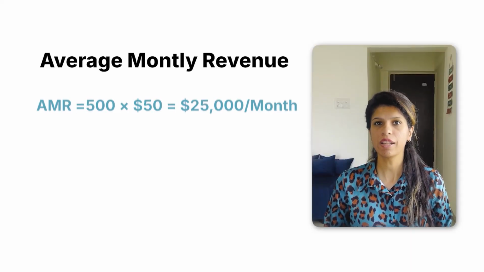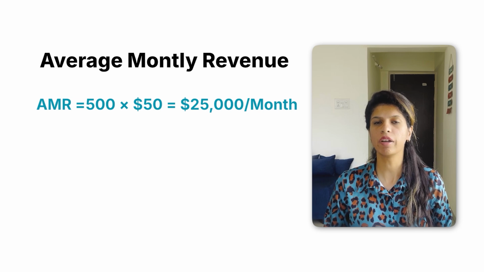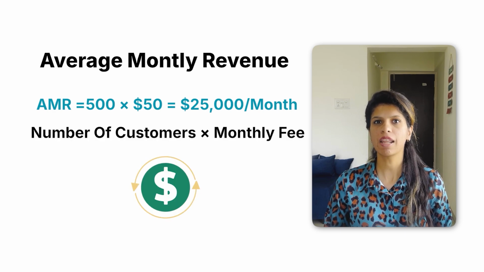Then we have average monthly revenue. So let's say we have 500 customers who are paying us $50 per month. In that case, the company is earning 500 into $50, which is $25,000 per month. So we say that the average monthly revenue of the company is $25,000.